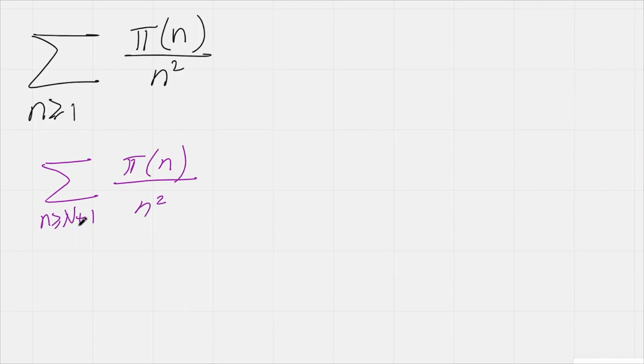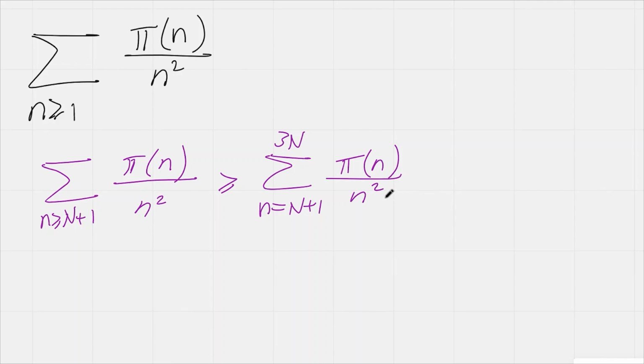And the way I'm going to do that is by considering this, as I say. And notice, because π is a bijection from the natural numbers to the natural numbers, π(n) is positive, n squared is positive, so all of these terms are nice and positive. Well, this thing here is definitely going to be bigger than or equal to the sum from n equals N plus 1 to 3N of the exact same thing. So I'm only looking up to the first 3N terms.